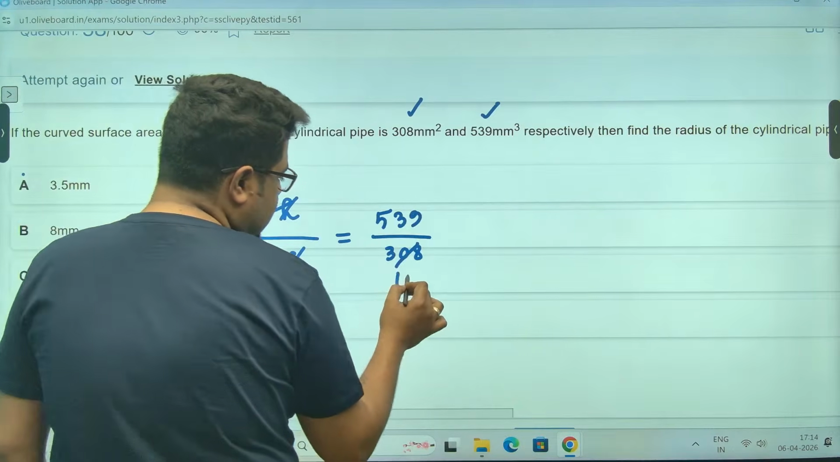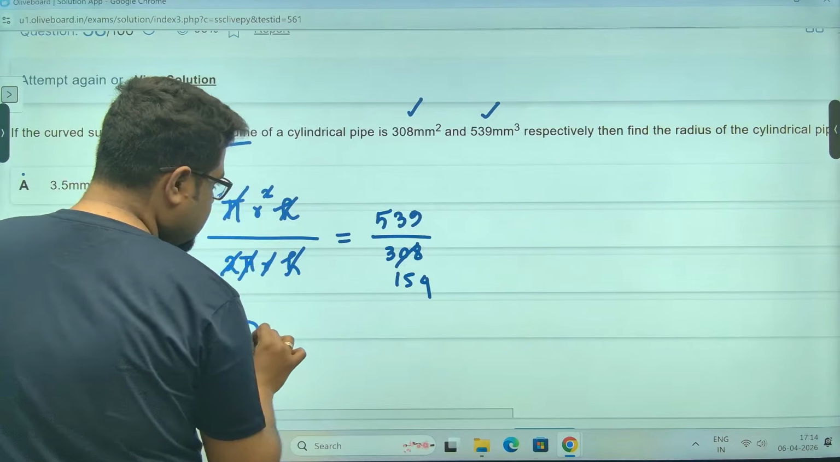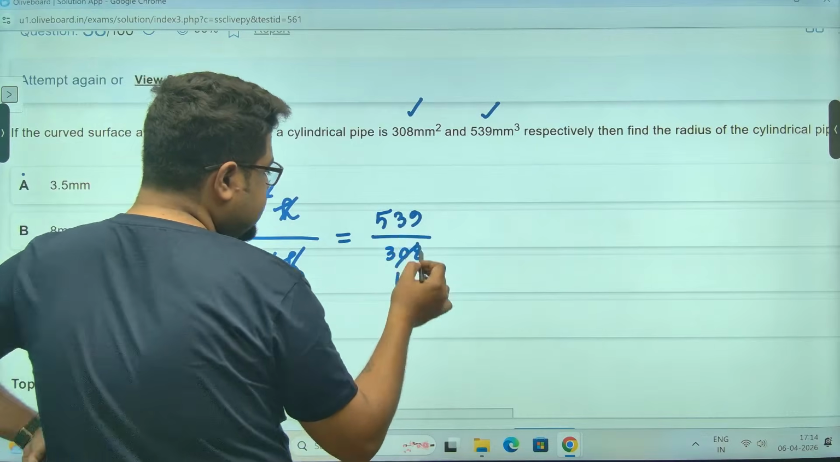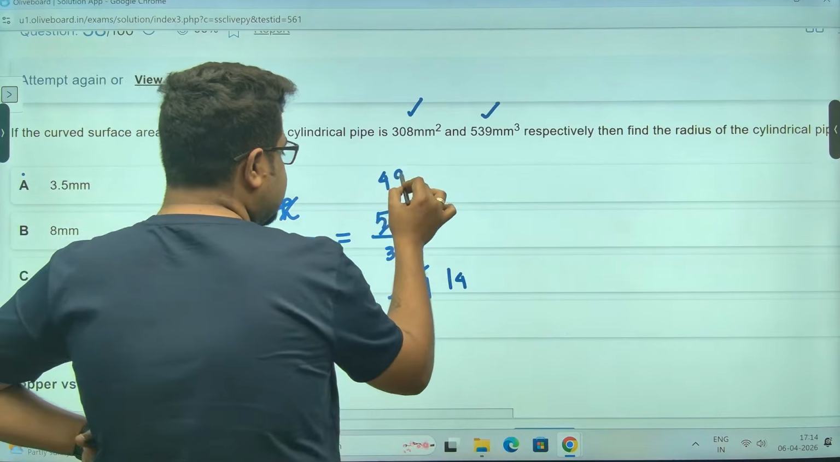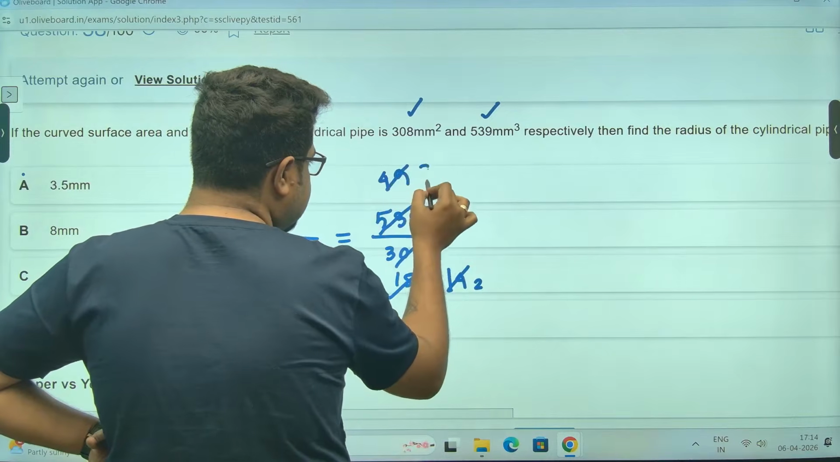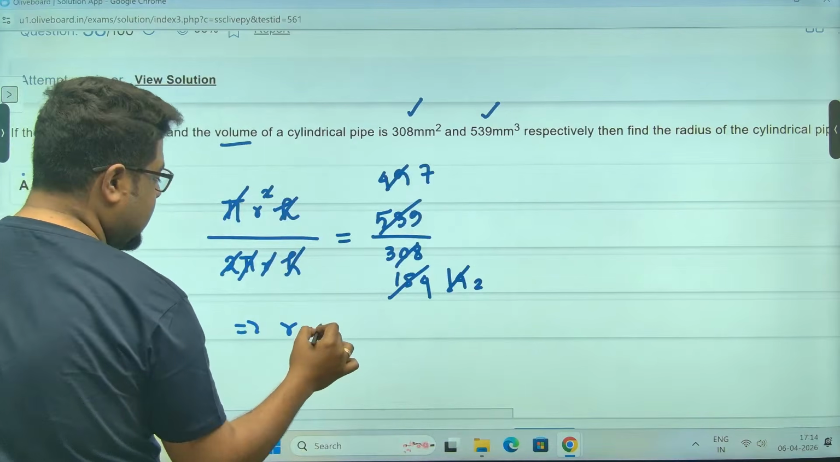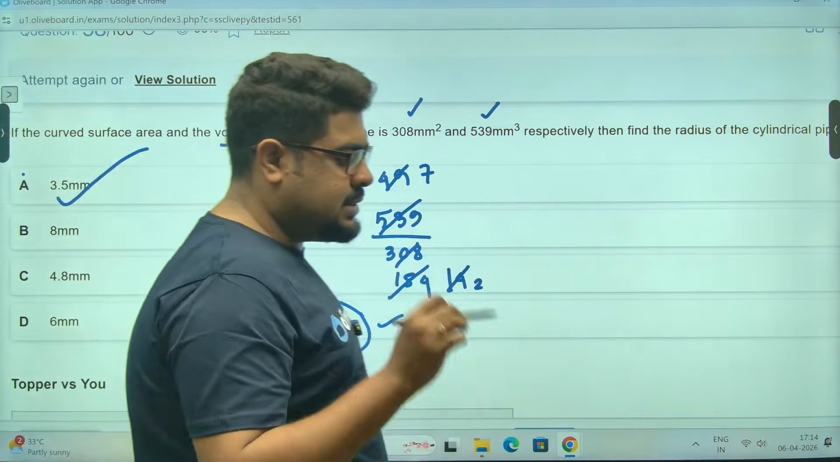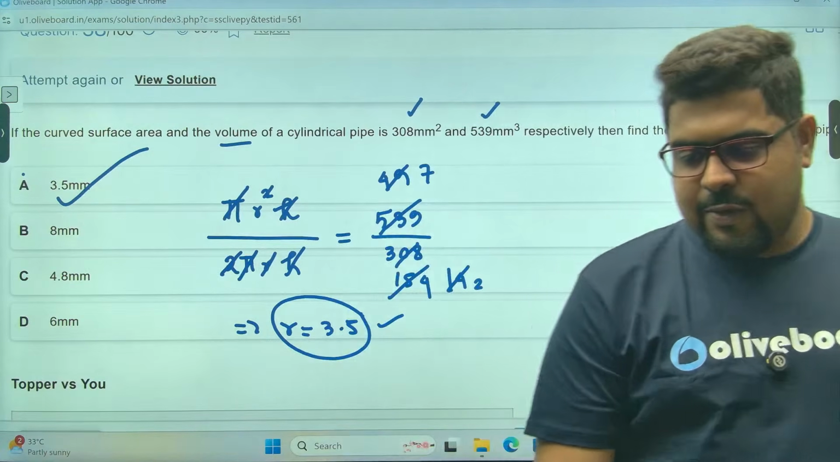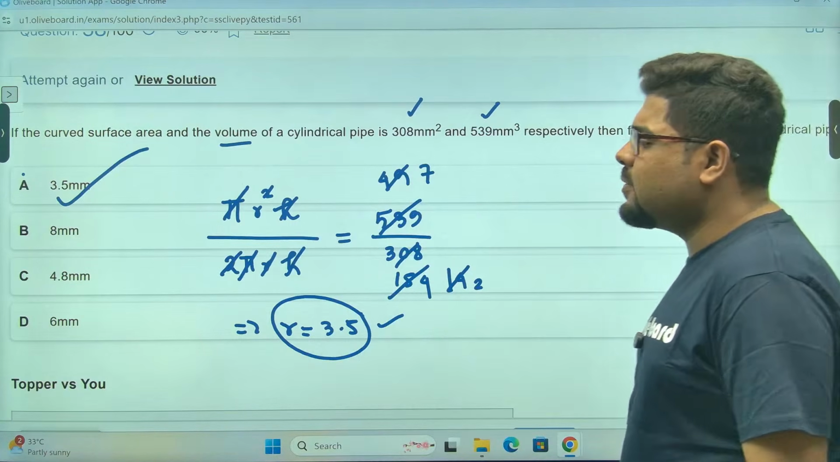2 you cancel, 154. So r becomes, sir, 11 14s are this. 11 4s are this, 9s are this. 7 2s, 7 7s. 7 by 2, sir, 3.5. So again, option number A is the correct answer. Option number A, without fail, is the correct answer. Again, very simple.